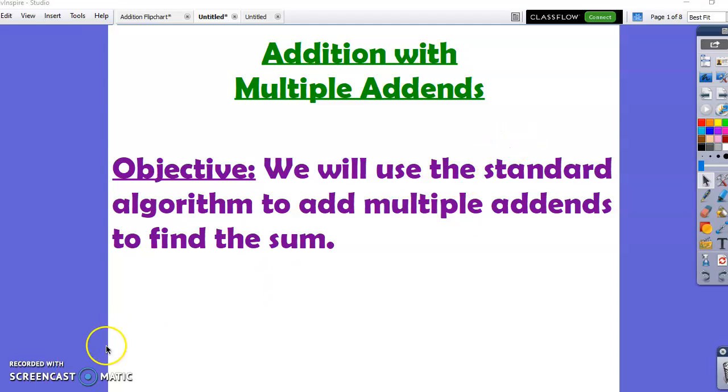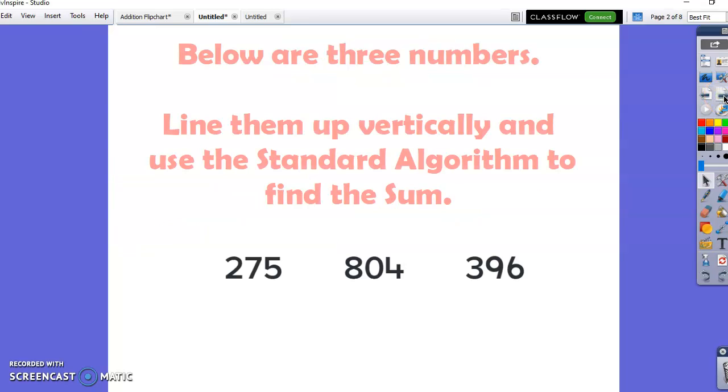Okay, here we go. Below there are three numbers. I want you to write these three numbers down in your journal. You're going to line them up vertically and use the standard algorithm to find the sum. So pause the video here and take 275, 804, and 396 and line them up vertically, lining up their place value homes, and then adding them up to find the sum.